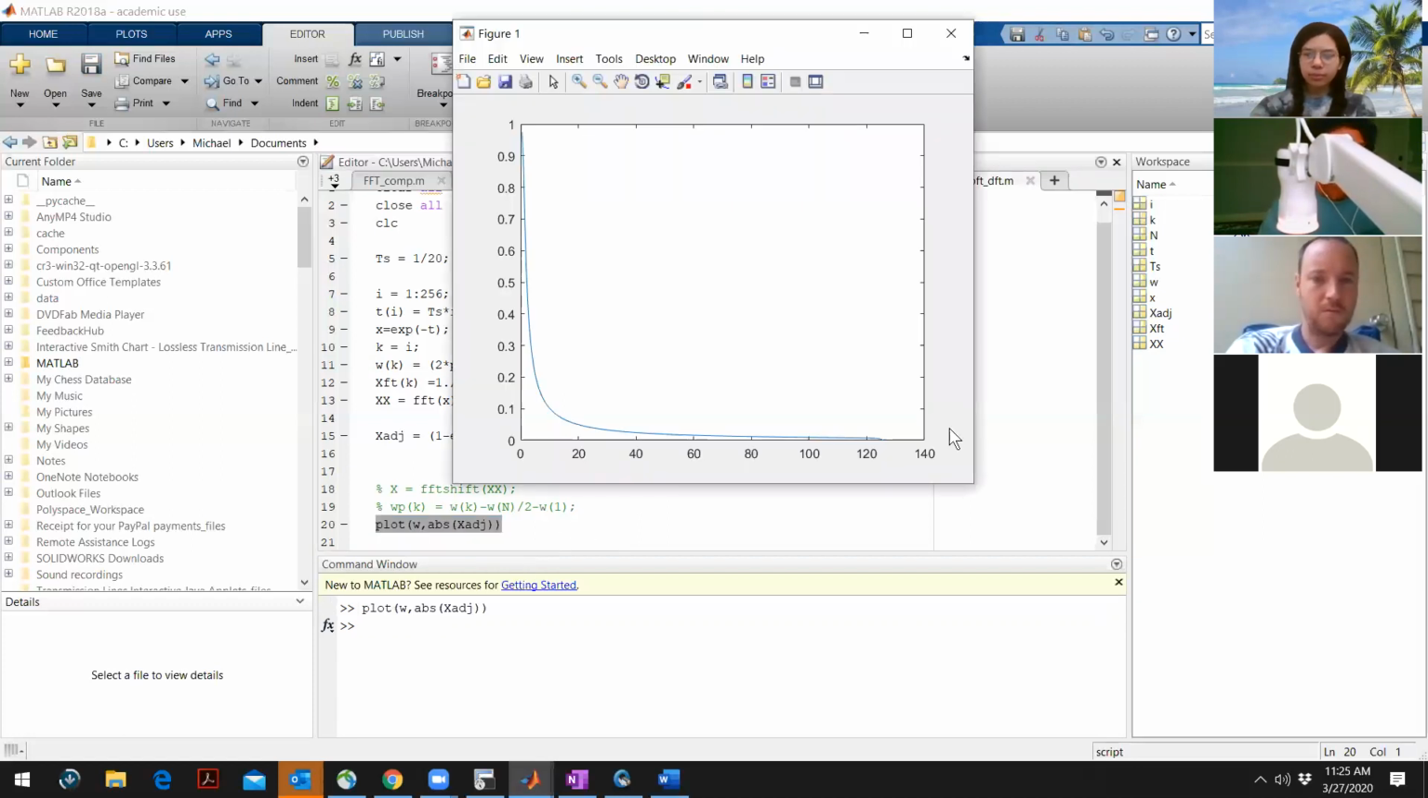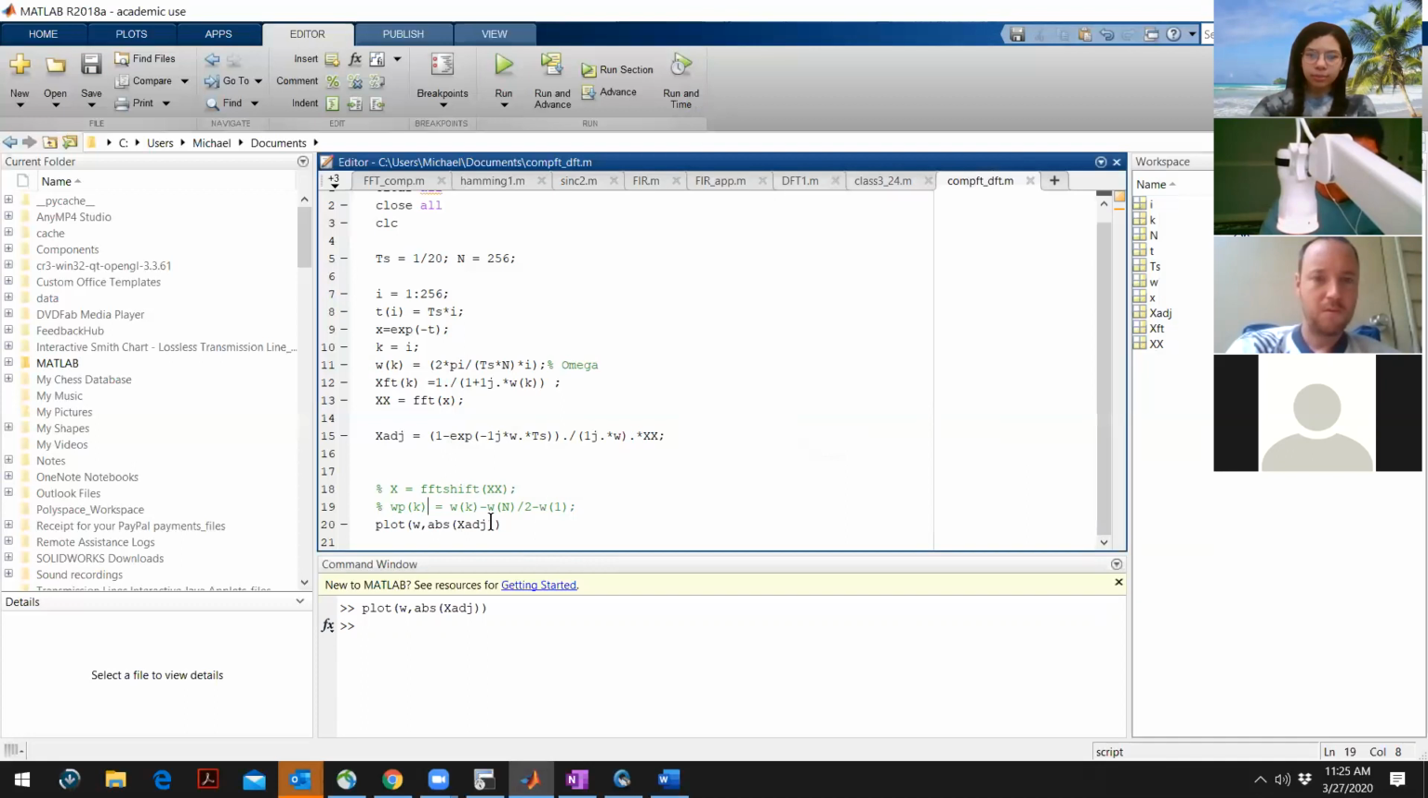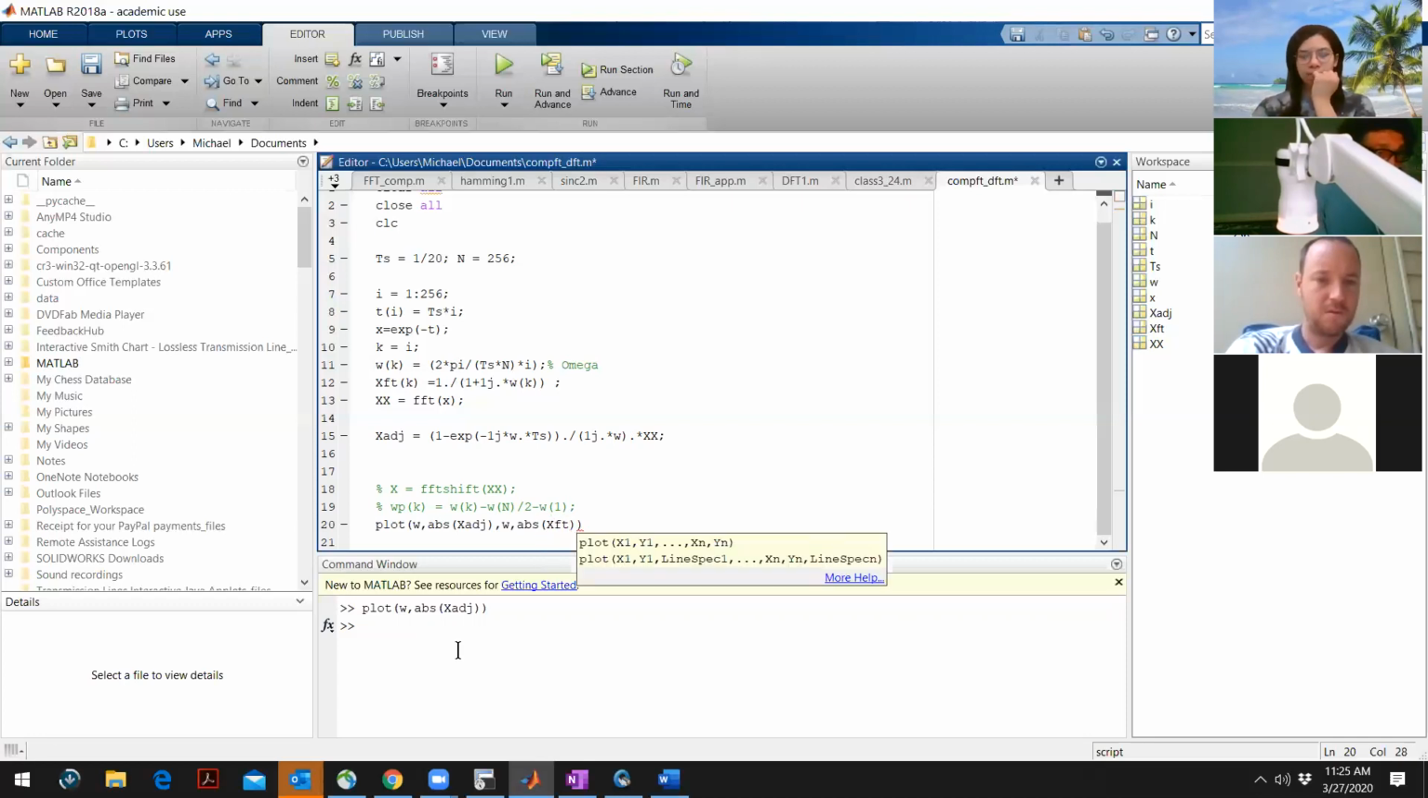All right, now you've got the actual frequency. The next thing I want to do is compare it. So what I'm going to do is this. And now I want ABS of the XF of t. Now that's the actual Fourier transform just being evaluated at specific frequencies, right? Okay. All right, take a look at this.